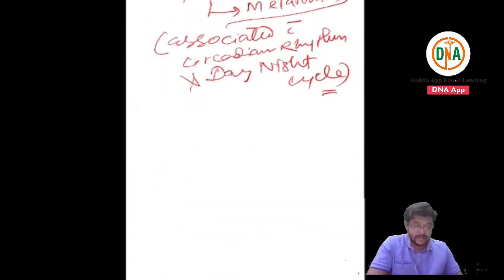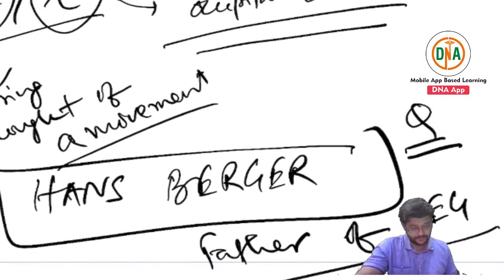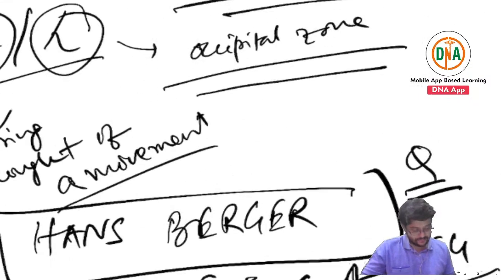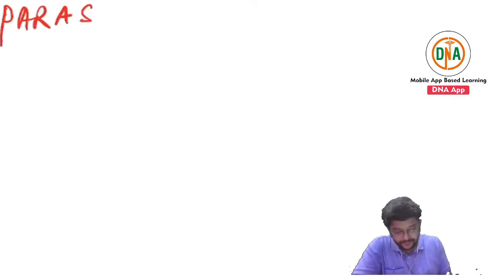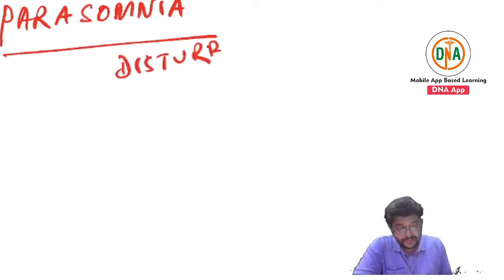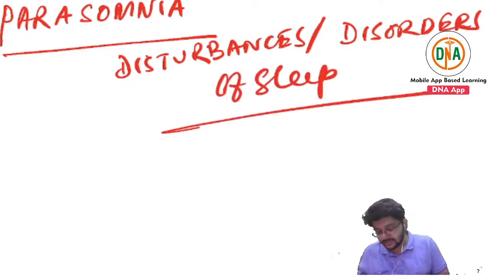So this is the sleep thing. Now we are coming to the next thing which someone asked me a little while earlier, which is the parasomnias. Okay, so these are parasomnias. What are parasomnia? Parasomnia are disturbances or disorders of sleep. So Krishna Chaitanya and other people have asked me about various parasomnia like bruxism. Let me check whatever your questions.